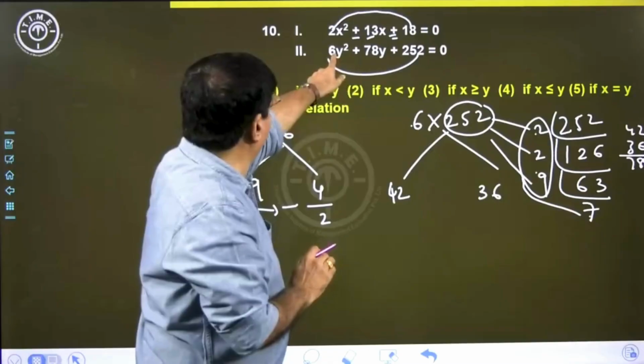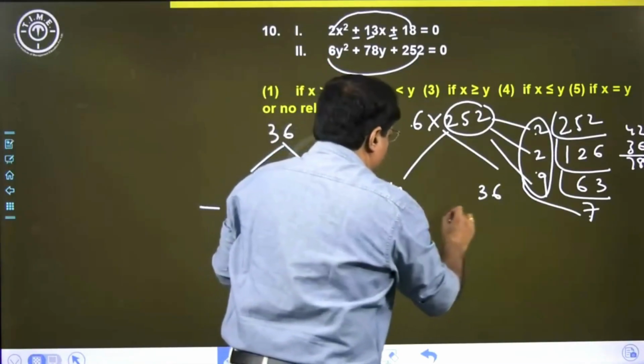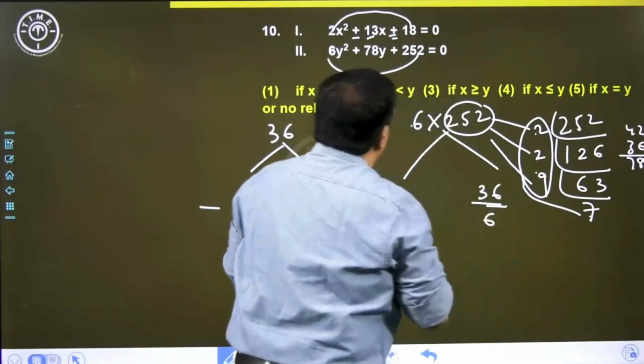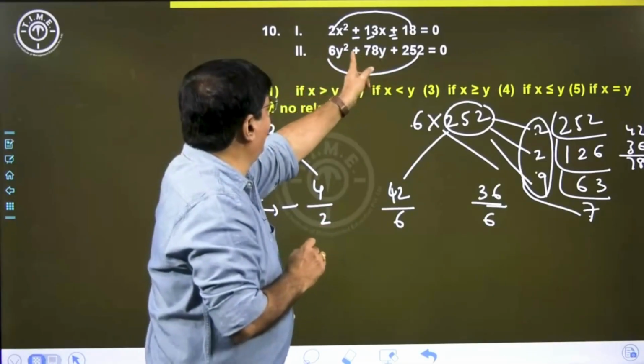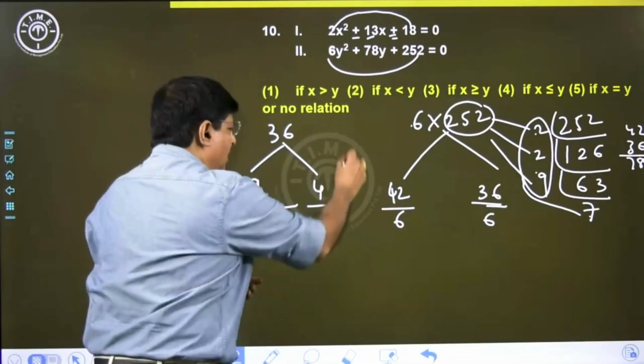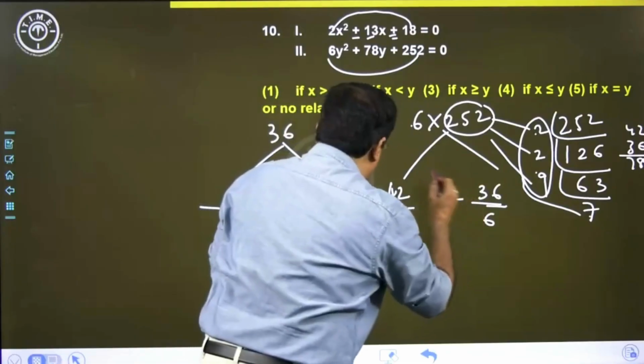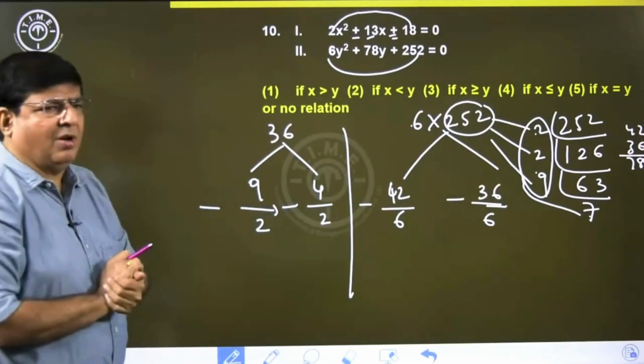What is the coefficient of y square here? 6, I bring this 6 down, I bring this 6 down. Now both the signs are plus here. If both the signs are plus in the equation, the signs of my roots will be minus. The sign of my roots will be minus.